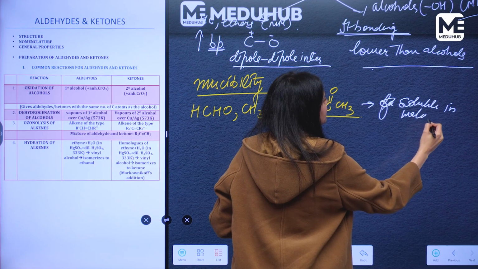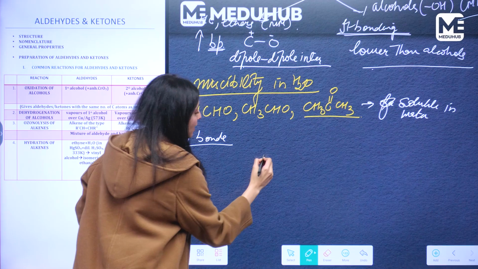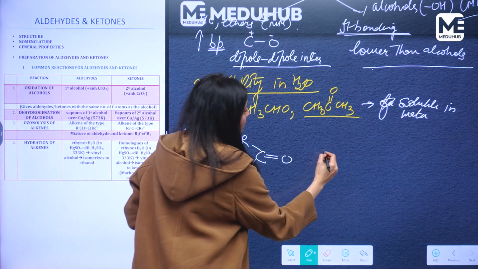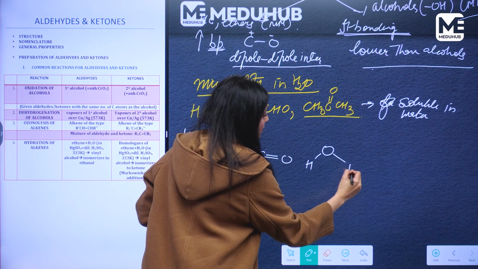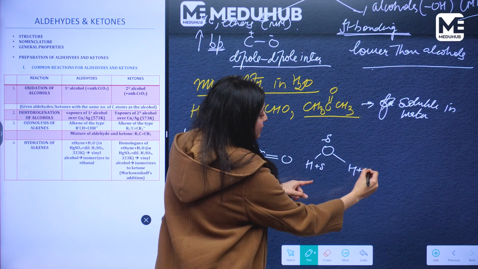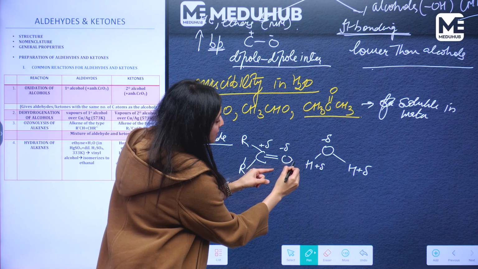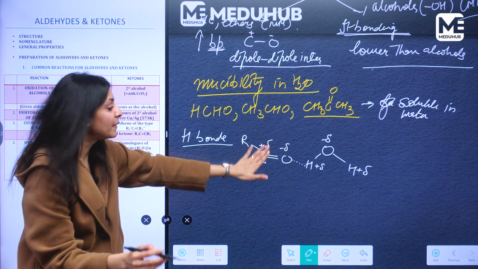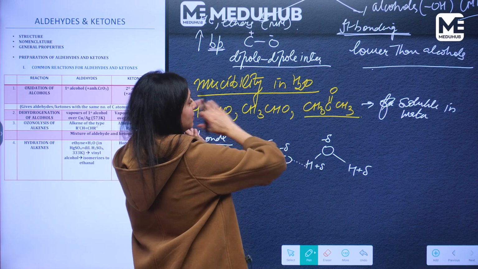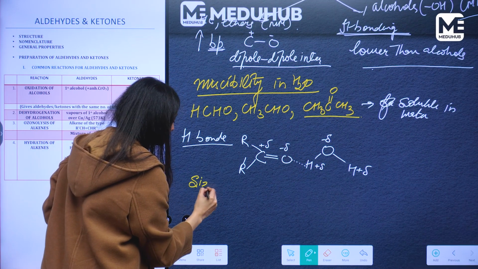And that is because they can form hydrogen bonds with water. So we have a carbonyl compound and we have water. This has a slight negative charge, slight positive charge. This hydrogen also has a slight positive charge, negative and positive. This hydrogen bonding between the carbonyl compound and the water molecule is possible, because of which these lower aldehydes and ketones are soluble in water.